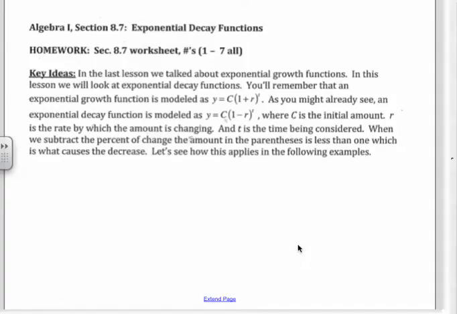Okay, Algebra 1, guys, I hope you're ready. Exponential decay functions. You know what? It's not much different than yesterday. We were talking about exponential growth functions, but now things are going to go down.